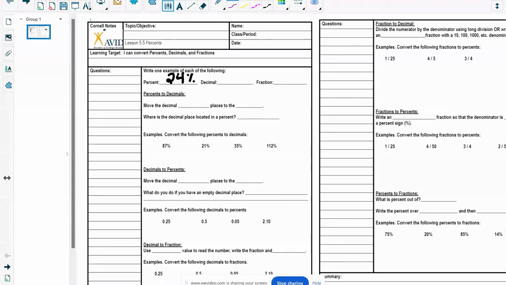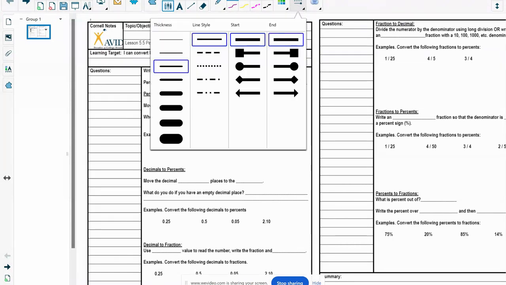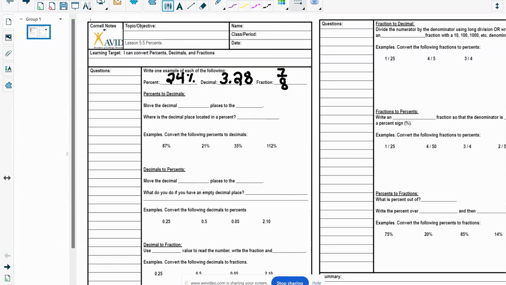A decimal, again, you can pick any number as long as it has a decimal, would be something similar to like 3.28. And then a fraction, again, any kind of fraction, we're talking one number over another, like 7/8. I'm going to make this pen a little bit thinner so it's easier to see.